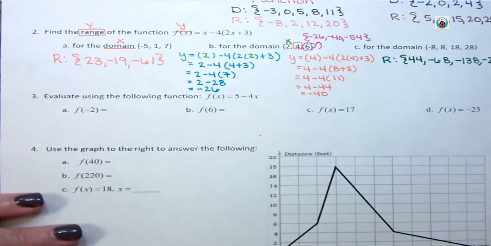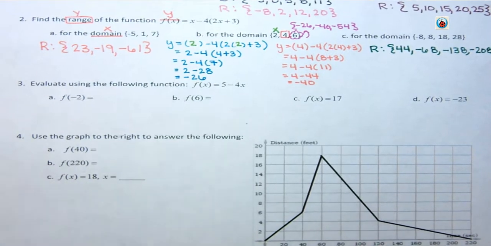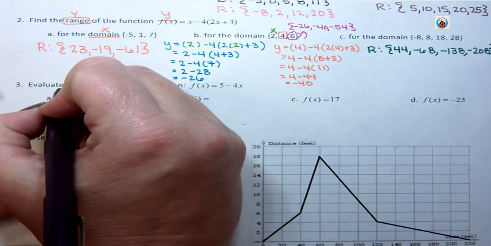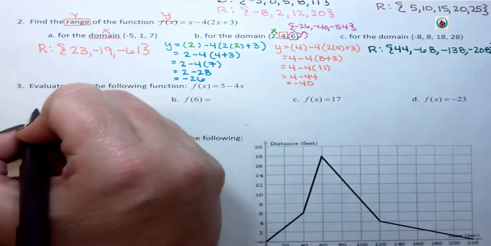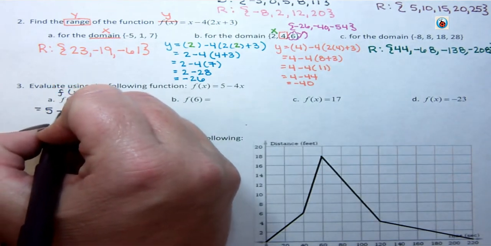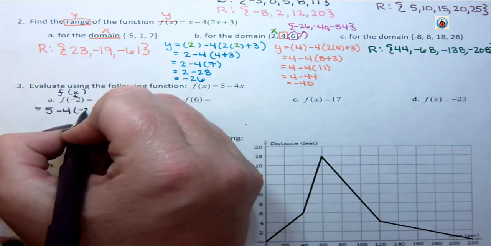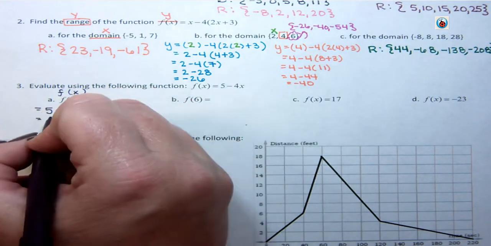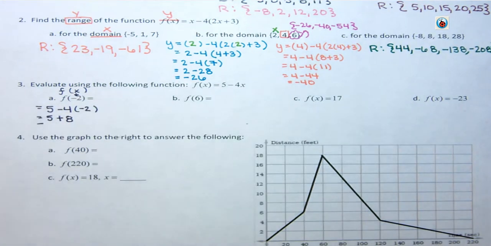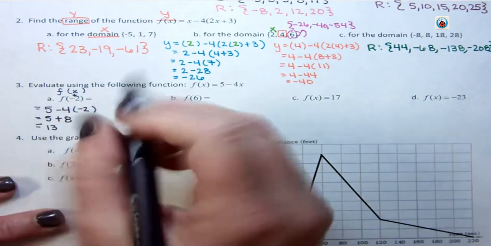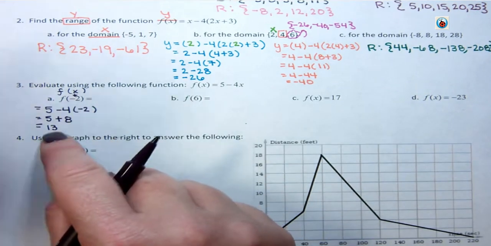Okay, so number 3 says evaluate the following function, f of x equals 5 minus 4x, for f of negative 2. Remember, all we're going to do is replace our x with negative 2. So I have the function 5 minus 4, and we're going to plug in negative 2. So negative 4 times negative 2 is a positive 8. Now I'm going to do 5 plus 8, and we get 13. So my input was negative 2. My output was 13.